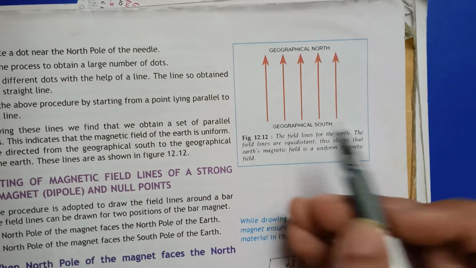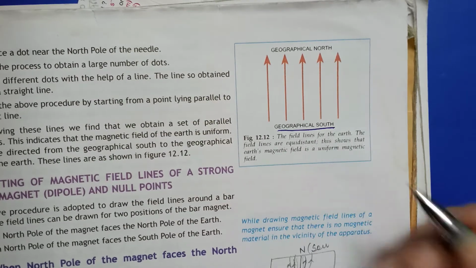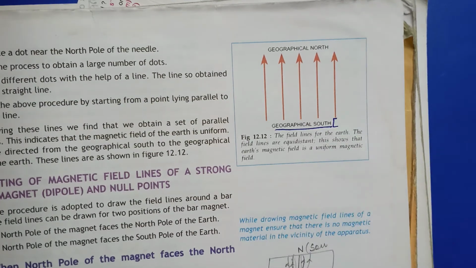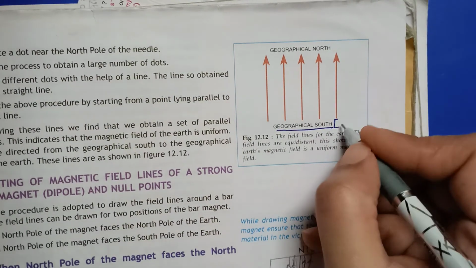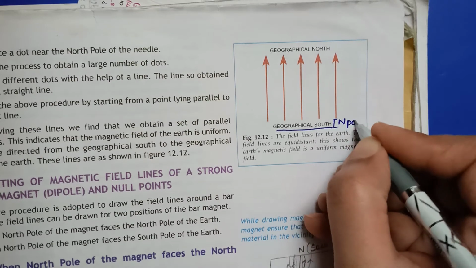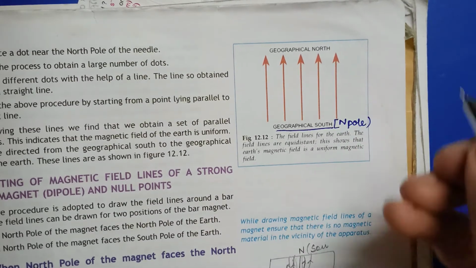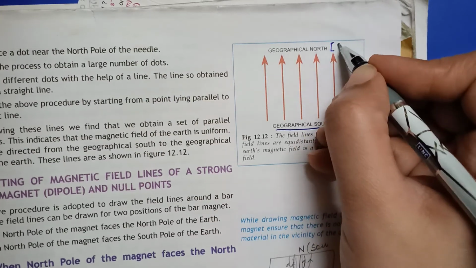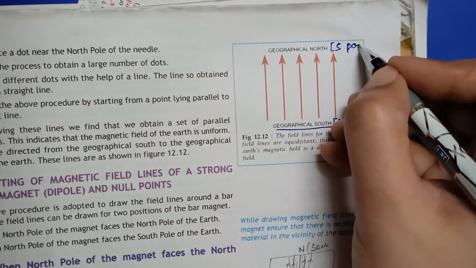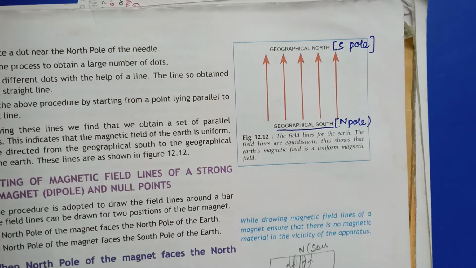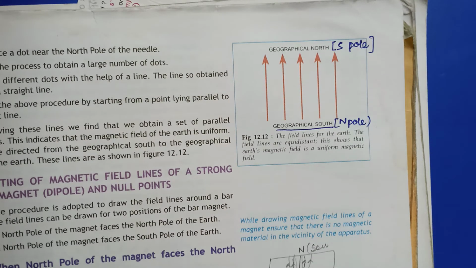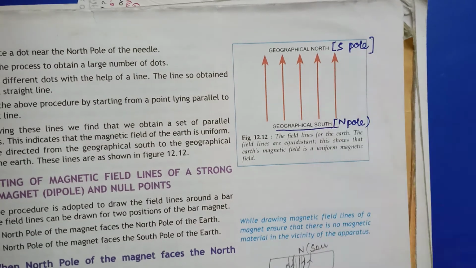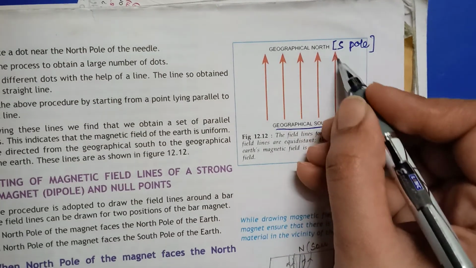Now one thing, see the direction. Very important. This is the geographic south. Geographic south, it means it has which pole of the earth's magnet? It has the north pole of the earth's magnet. Now this is the geographic north. In geographic north, which pole is placed? The south pole of the earth's magnet is placed. Now the direction of the magnetic field line is always from the north pole to the south pole. So we are marking the arrows in the upward direction.